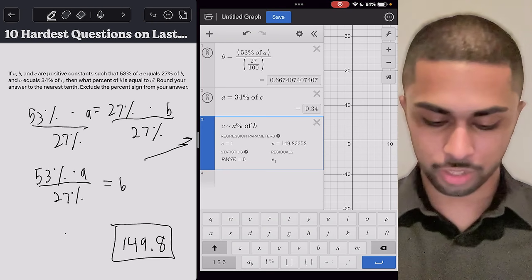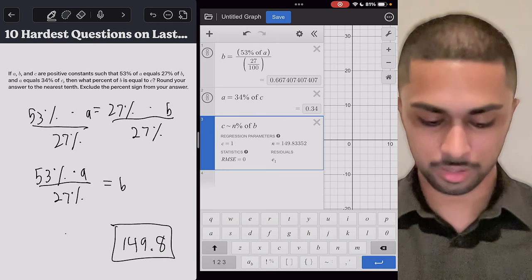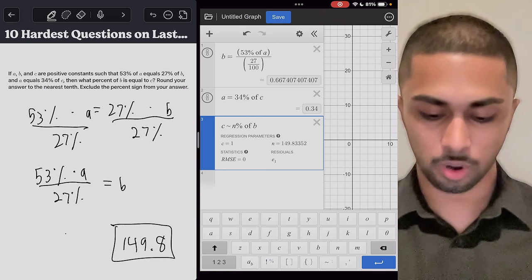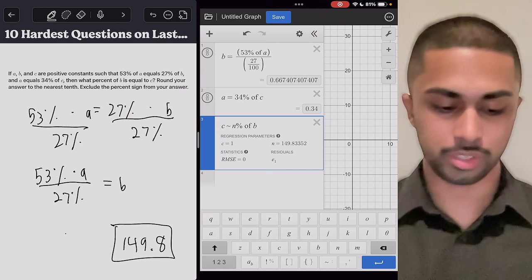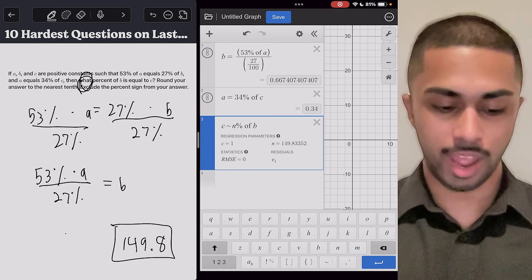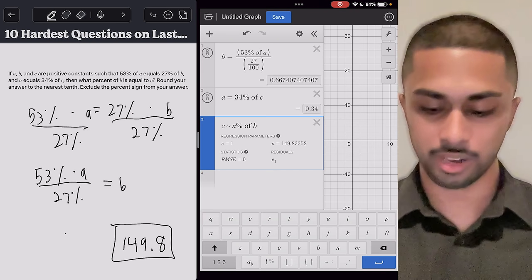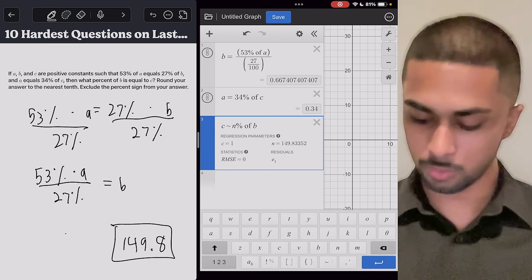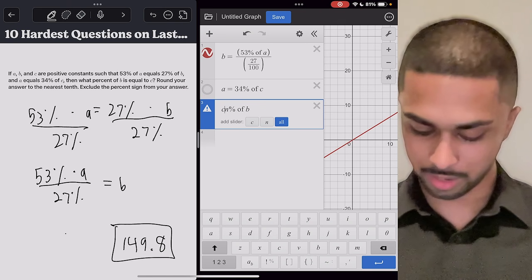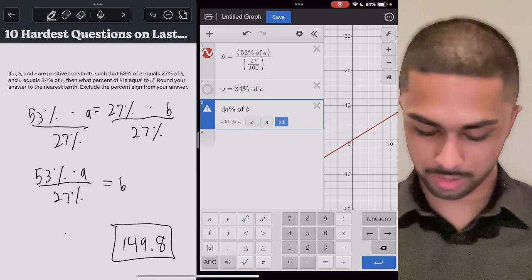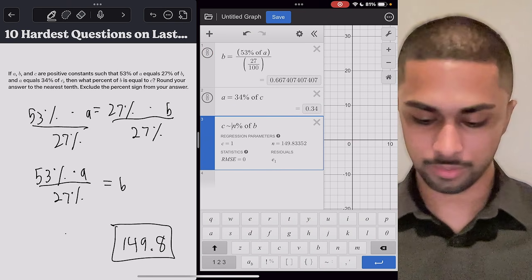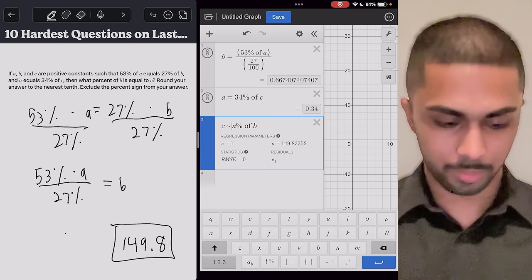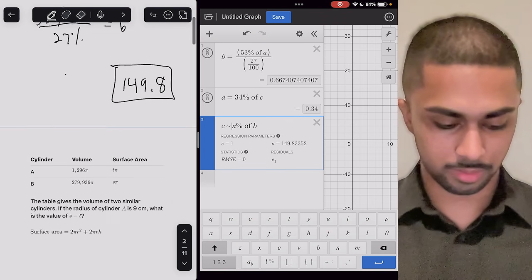By the way, if you're not sure which equation to put the tilde on, it's always the equation that has the variable that you want to solve for. So since we wanted to solve for n, because that was the what percent, we replaced this equal sign here with the tilde. Okay, perfect. Let's move on.